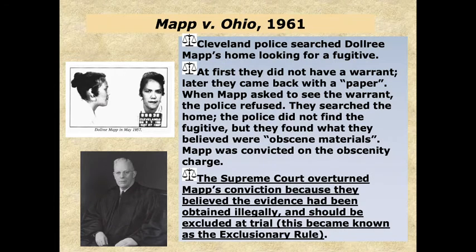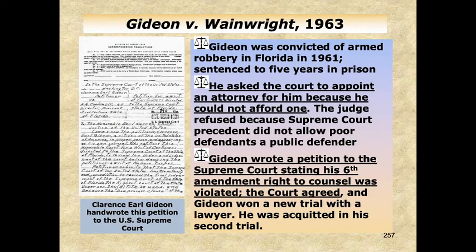Big case number 1. Big case number 2 that expands the rights of the accused is Gideon versus Wainwright. So Gideon right here, Clarence Earl Gideon, is convicted of armed robbery in Florida and sentenced to 5 years. So he's going to ask the court to appoint an attorney for him because he can't afford one. And he's like, hey, I've got the right to counsel. I should have one appointed to me. The judge says no, because there was this precedent with the Supreme Court that didn't allow poor defendants a public defender, which is a court-appointed attorney, right?